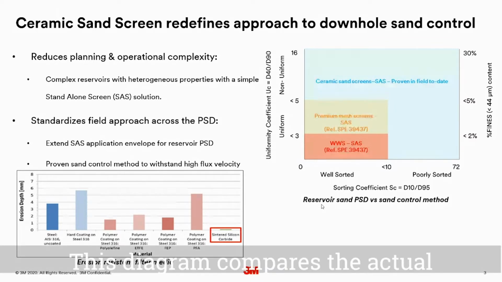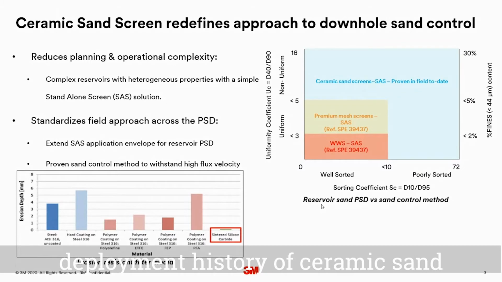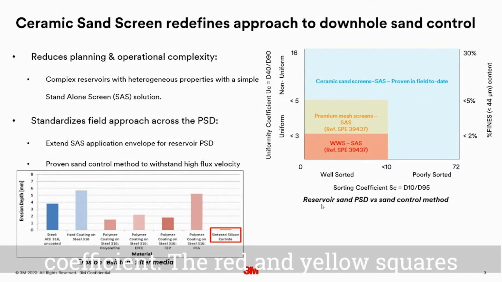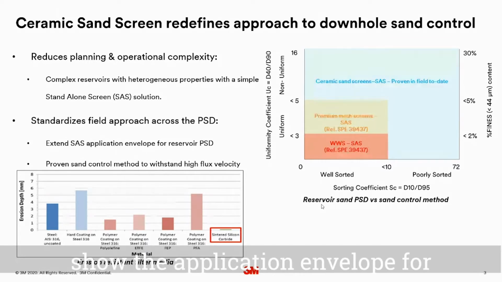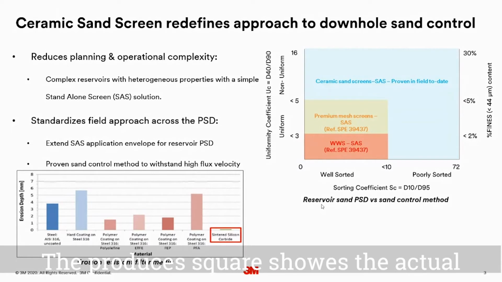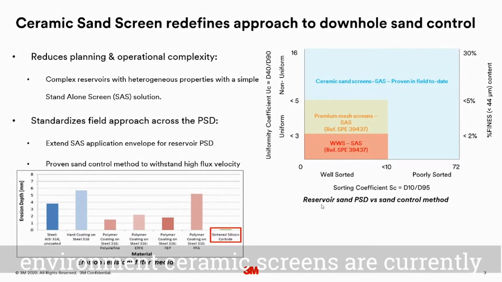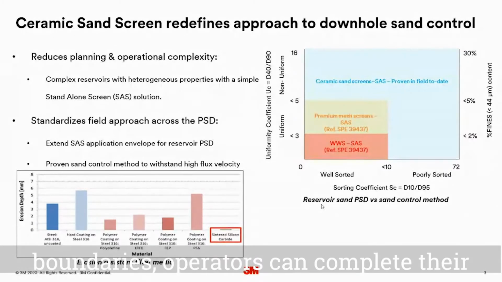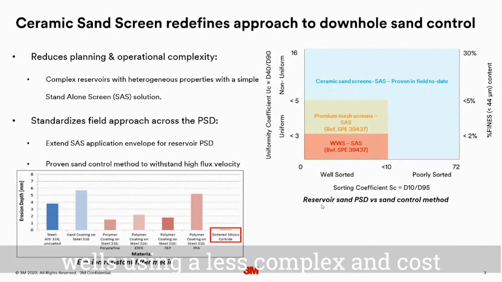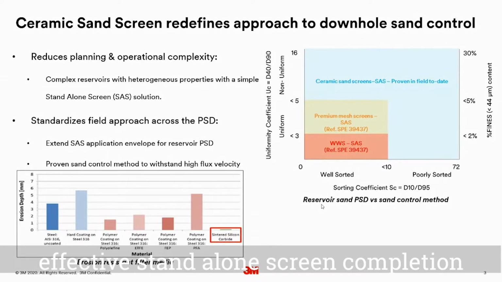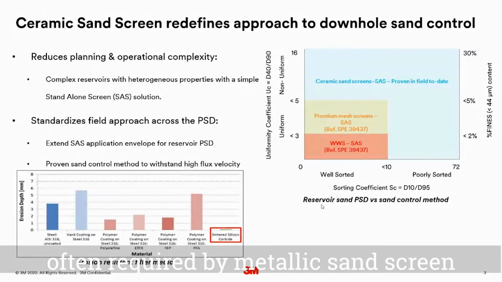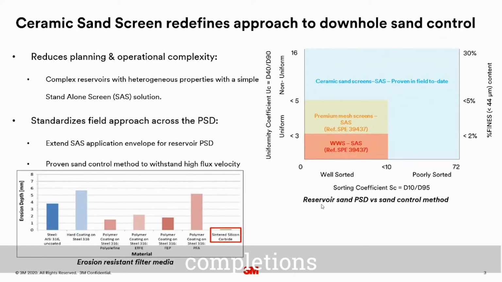This diagram compares the actual deployment history of ceramic sand screens by percentage of fines and sorting coefficient. The red and yellow squares show the application envelope for standalone screens and gravel packs. The blue square shows the actual environments ceramic screens are currently producing in. So, by changing the traditional design boundaries, operators can complete their wells using a less complex and cost-effective standalone screen completion, and removes production rate restrictions often required by metallic sand screen completions.